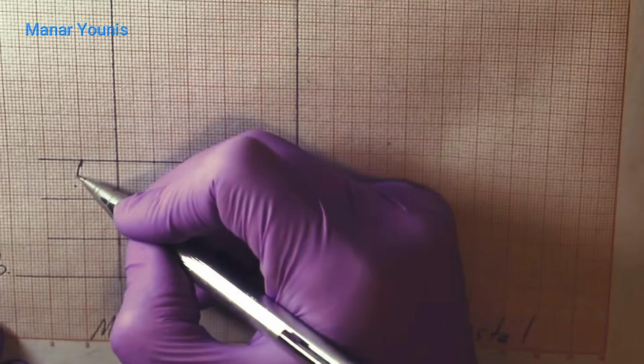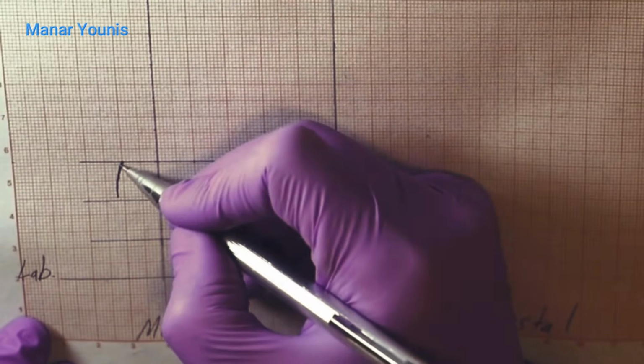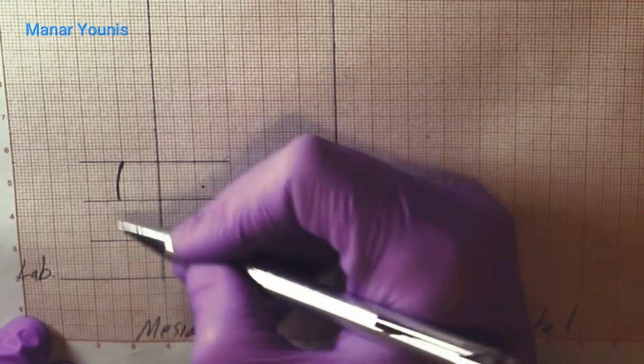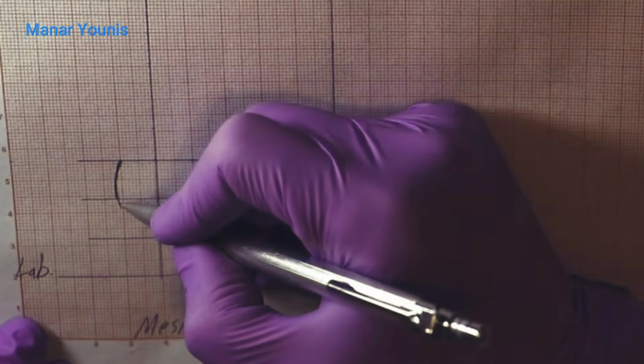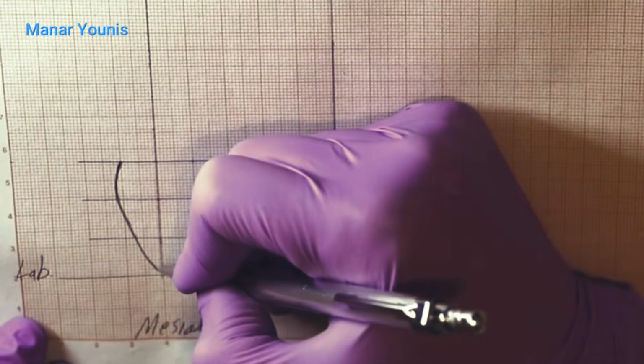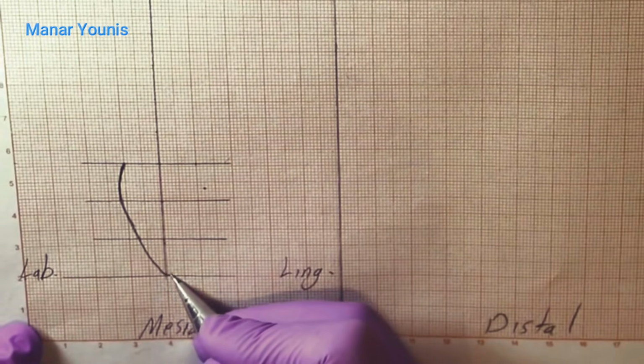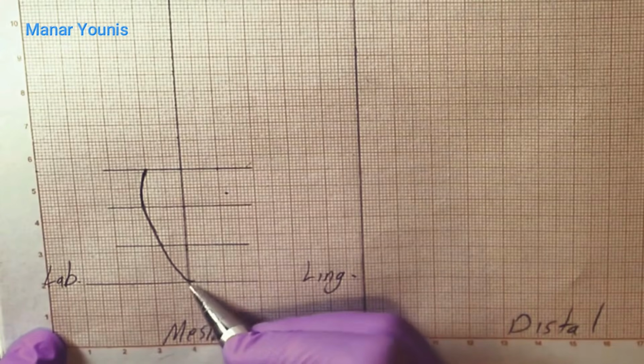The labial outline is convex in the cervical third, then it becomes somewhat flat toward the incisal edge, which is centered with the line that bisects the root.